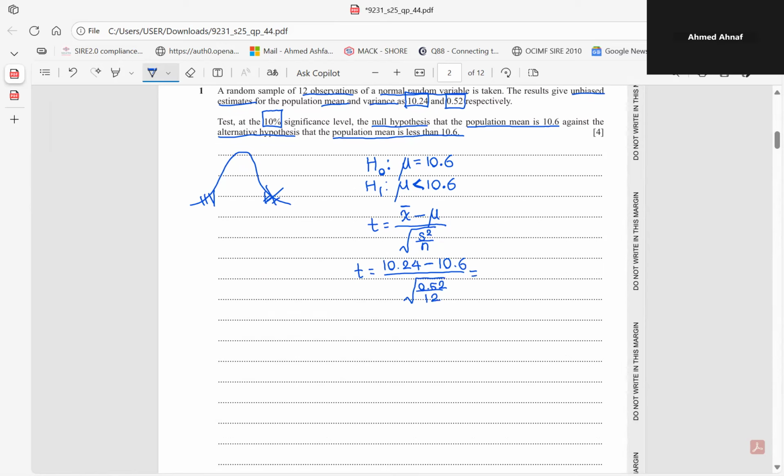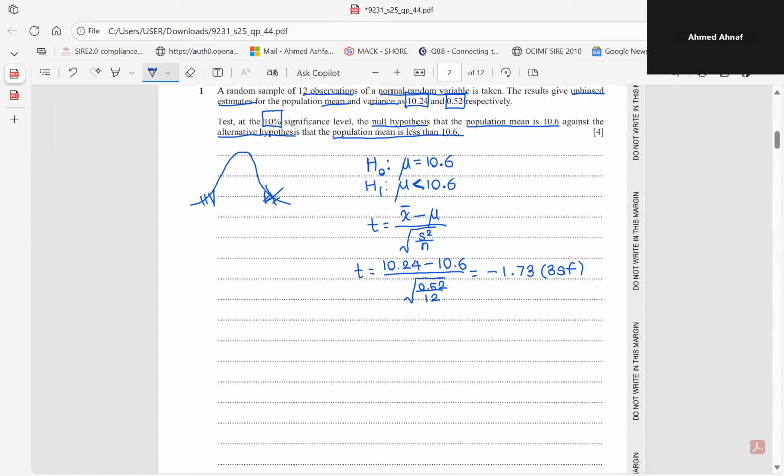As you can see, we're definitely going to get a negative value, but no worries, still doable. 10.24 minus 10.6 over the square root of 0.52 over 12. I'm just going to round it to 3SF, so it's minus 1.73 to 3SF.